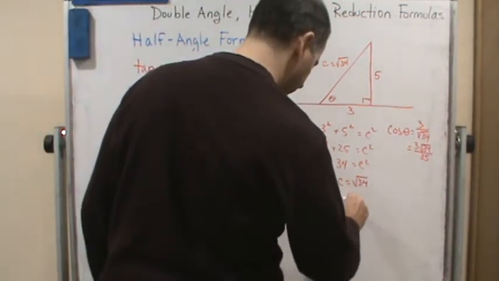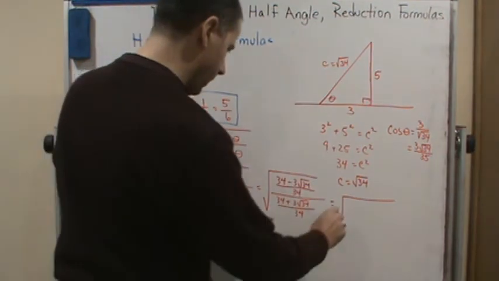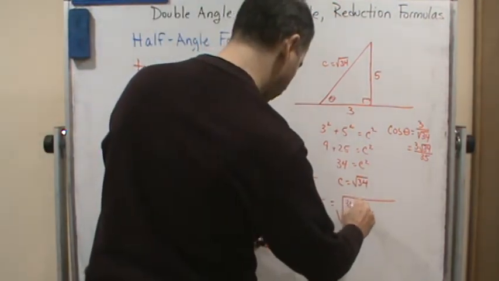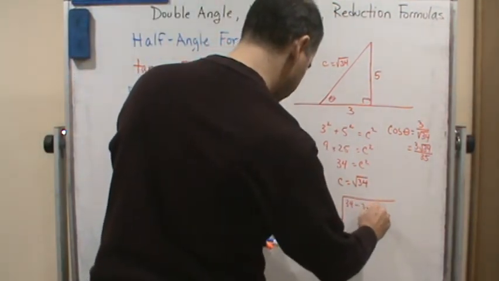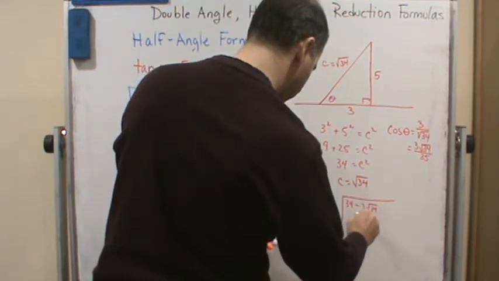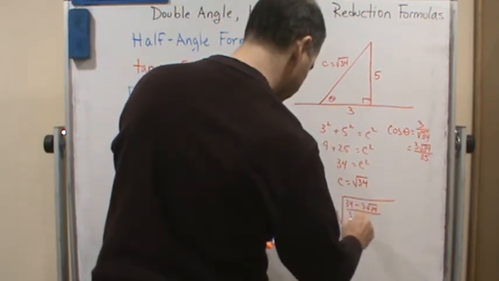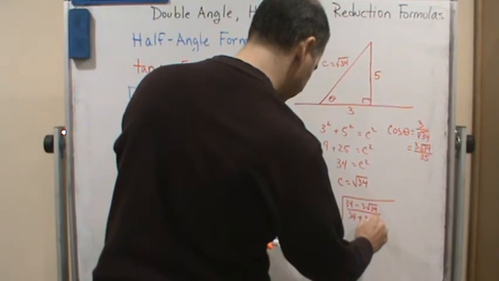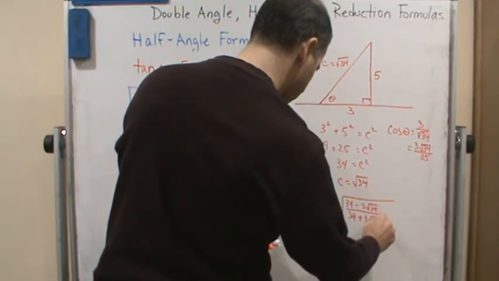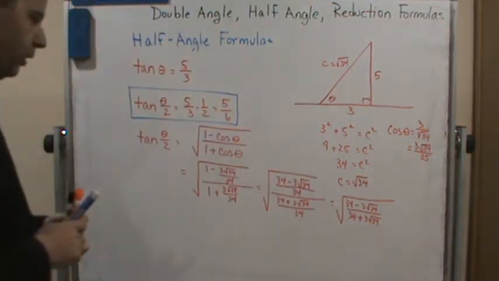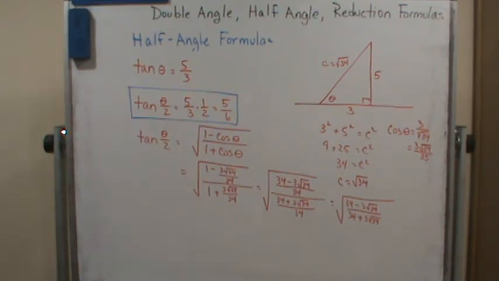And so what I'm going to end up with is this. So I'm going to end up with what? I'm going to end up with 34 minus 3 root 34 over 34 plus 3 root 34. Okay, now, that's what I have so far.